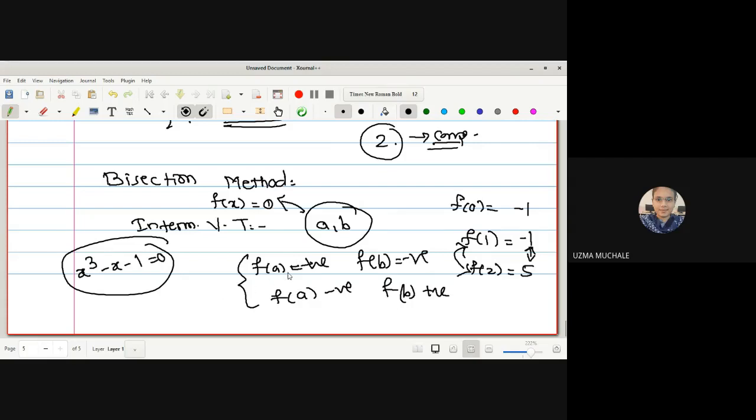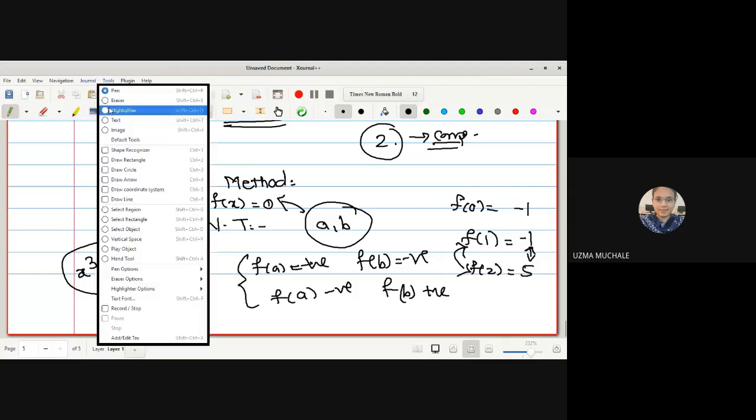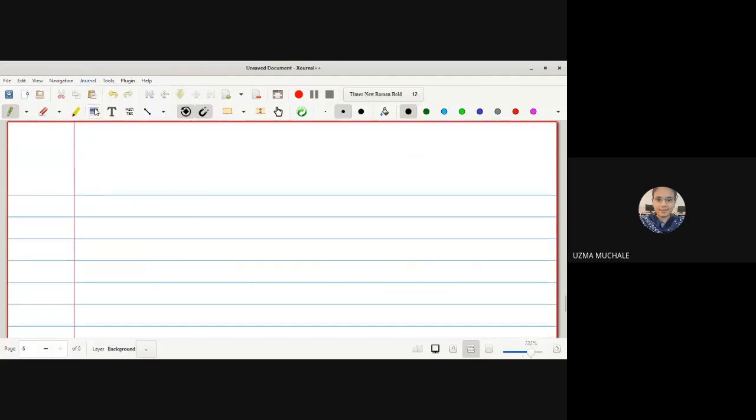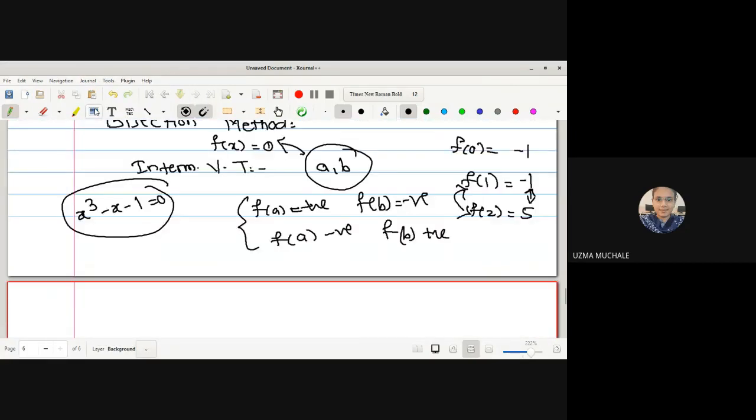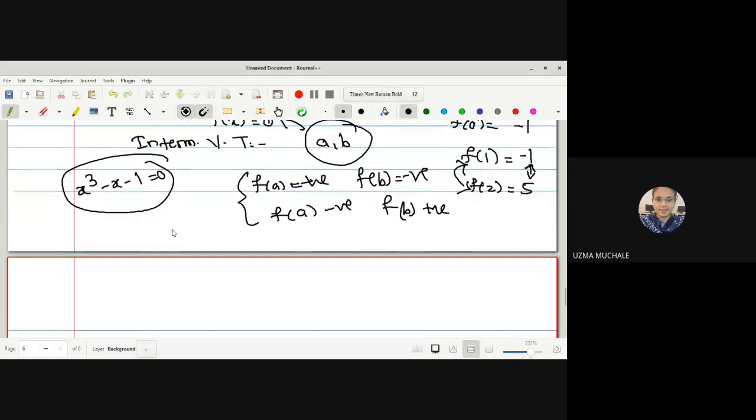So here also we have to choose numbers A and B by using the intermediate value theorem in such a way that f of A is positive and f of B is negative. After this, as the name itself suggests, we use the bisection method. That means we have to bisect the given interval. How to bisect? Let us see.